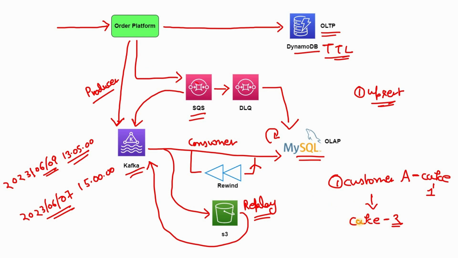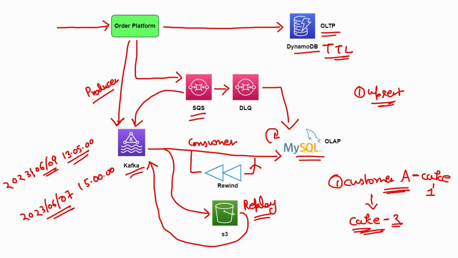So this is another event for the same customer, and when the order platform tried to publish it to Kafka, suppose Kafka was up and running. So the producer is able to publish this update event successfully to Kafka. Now what will happen from Kafka? It will go to MySQL. Suppose this update arrived in MySQL before the insert event, that is, before the actual order.